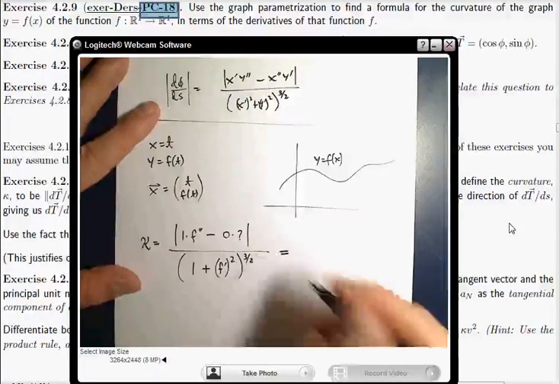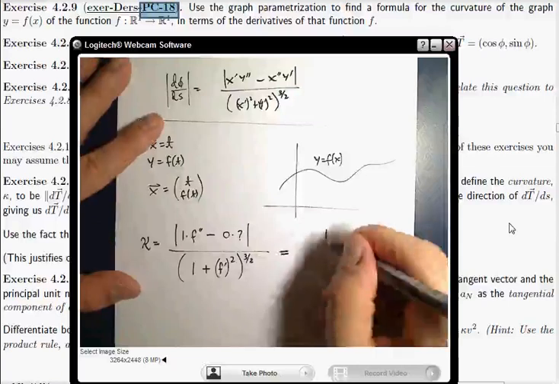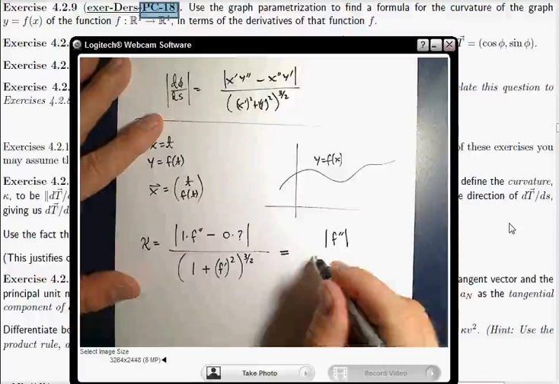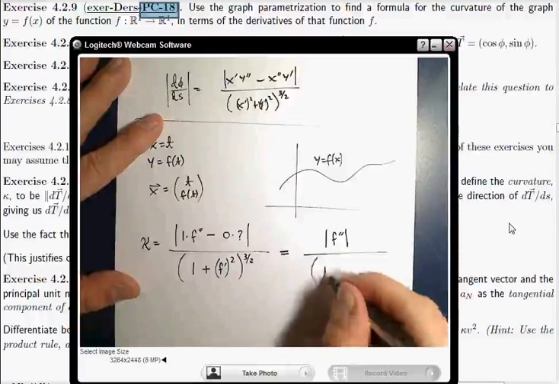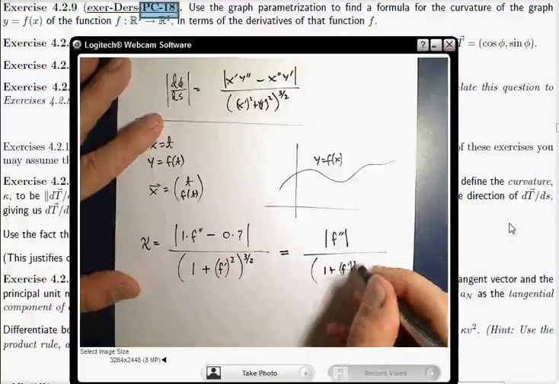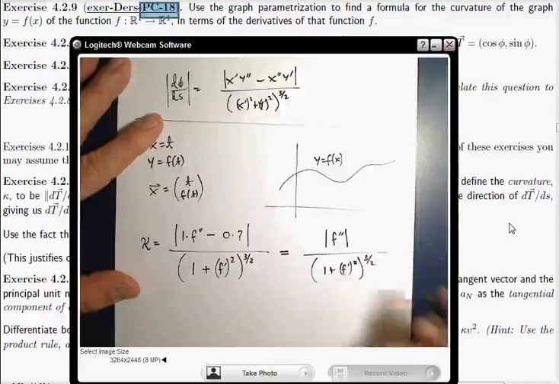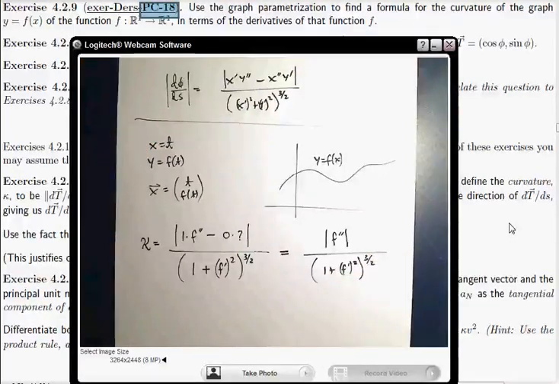So altogether, what I have is absolute value of f double prime divided by 1 plus f prime squared quantity to the 3 halves. And there's your formula for curvature of a graph of a function.